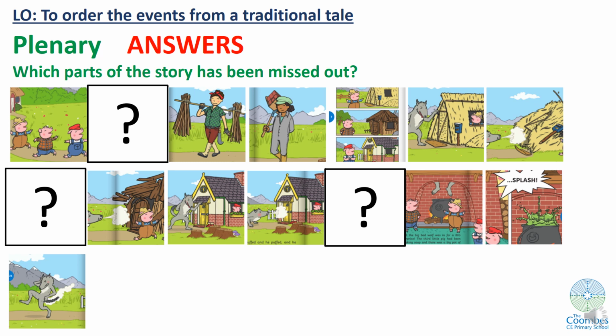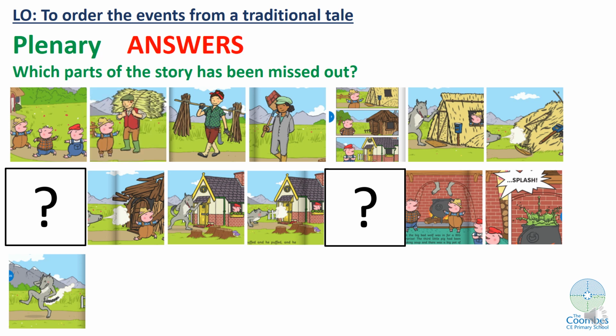Now it's time to go over the answers. So, looking at the second part of the story, then, the 3 little pigs have just left home. What happens after that? The first little pig meets someone who is selling some straw and asks if he could have some straw to build his house. Well done if you knew that part of the story.